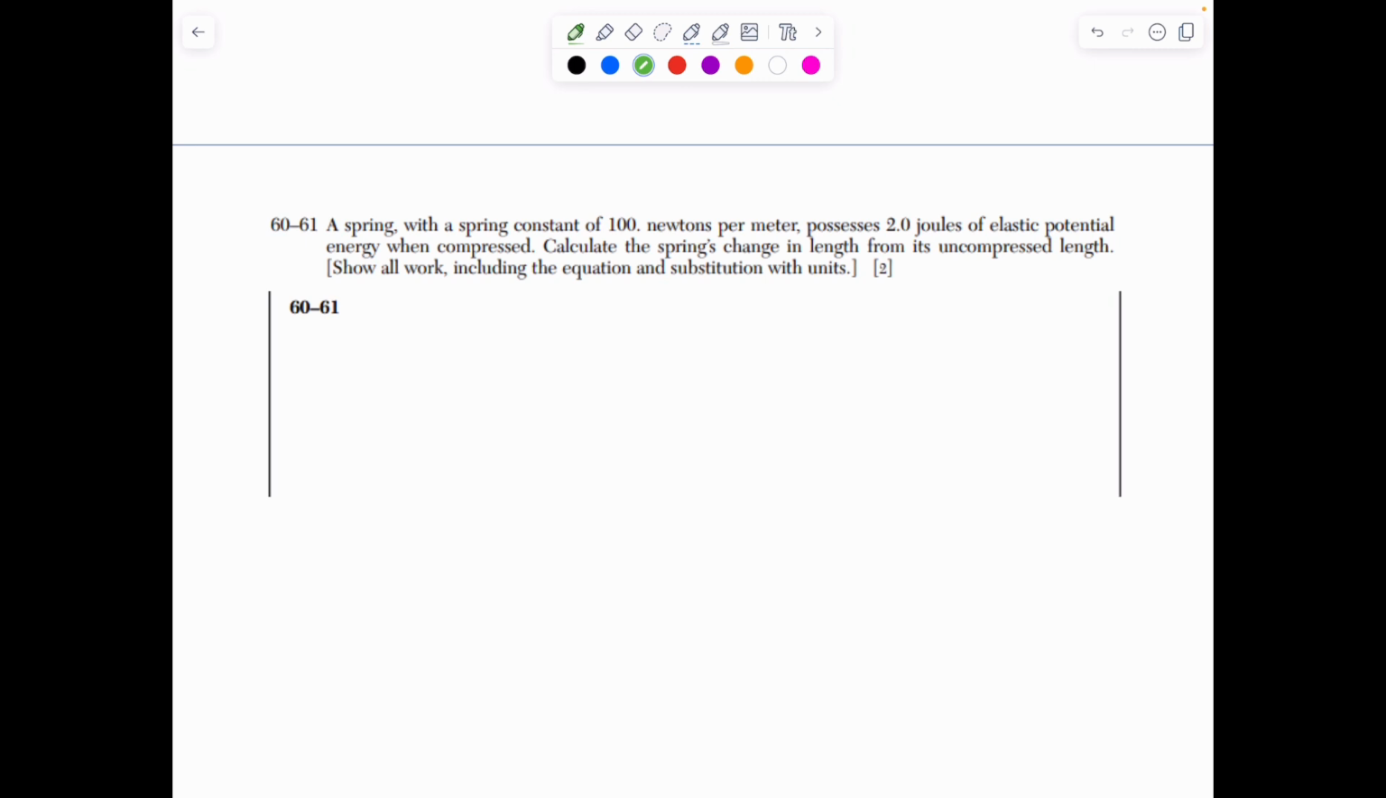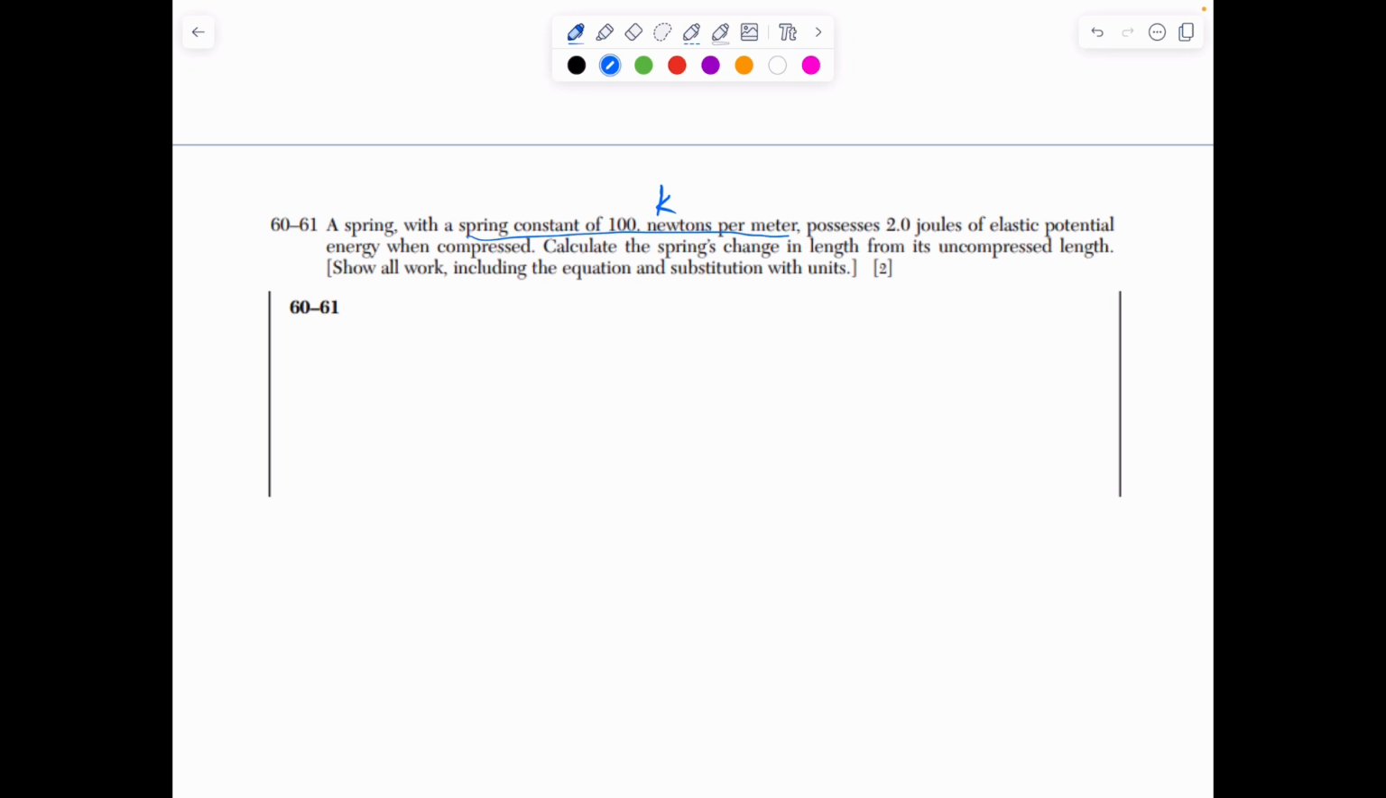A spring with a spring constant of 100 newtons per meter possesses 2 joules of elastic potential energy when compressed. Calculate the spring's change in length from its uncompressed length. Okay, 2-point question. This last two, this previous one and this one, these are what I call plug and chugs. Just find the right equation and put in your numbers, and you got your answer. These are gimme questions.